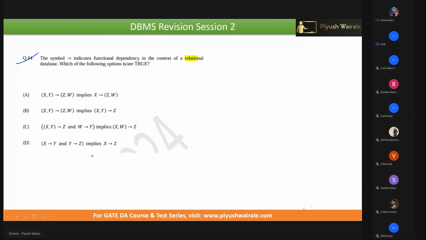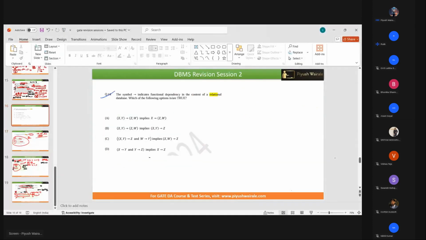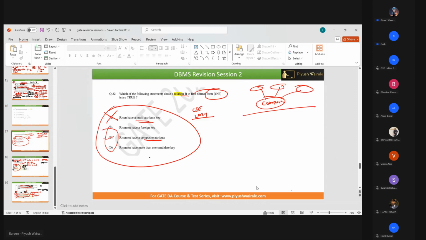Sir, it should be first option, no? Then multi-attribute key, yeah, it should be first option only, because a key can be composite, right? They are saying it's a key or attribute. It's a key, right? So R can have multi-attribute key. It cannot have a multi-valued attribute, but it can have a key. So option A is correct. Let me verify once.